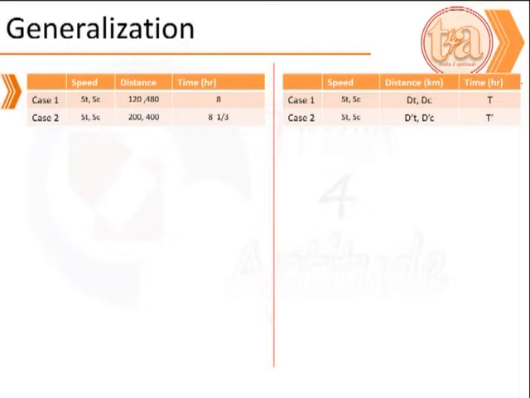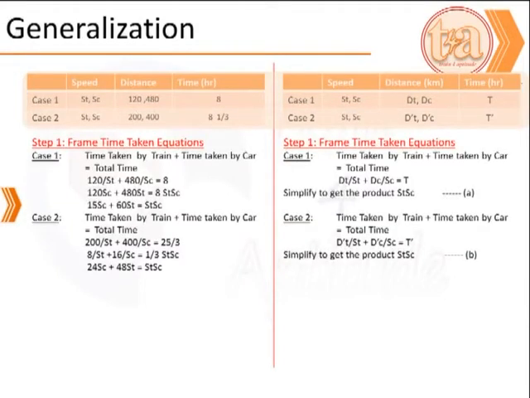We generalize the information that is available and denote each of the speed, time and distance as shown. Next, we frame the equations for time for each segment and then the overall time equation as the sum of the time taken for individual segments. We then simplify to produce the product of the speeds of the train and the car. Represent them by equation A and equation B.